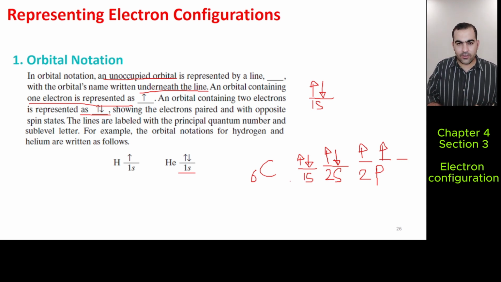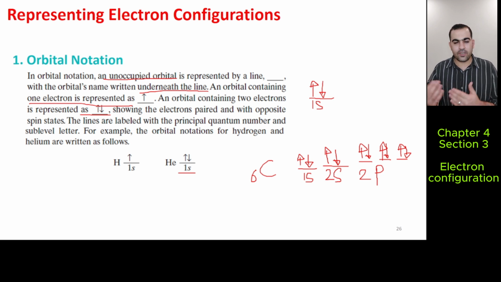If I do it for nitrogen, nitrogen has 7, so I do the same thing, and each of them gets one electron. If I do it for oxygen, oxygen has 8. 9 is for fluorine, sorry. Then neon will be like that. This is how we write electron configurations for the elements.